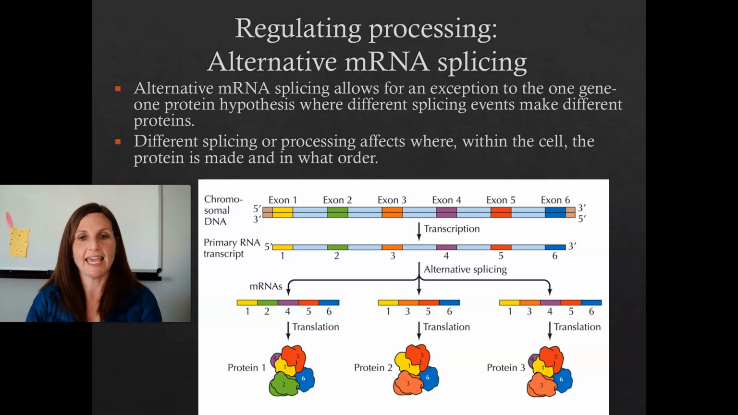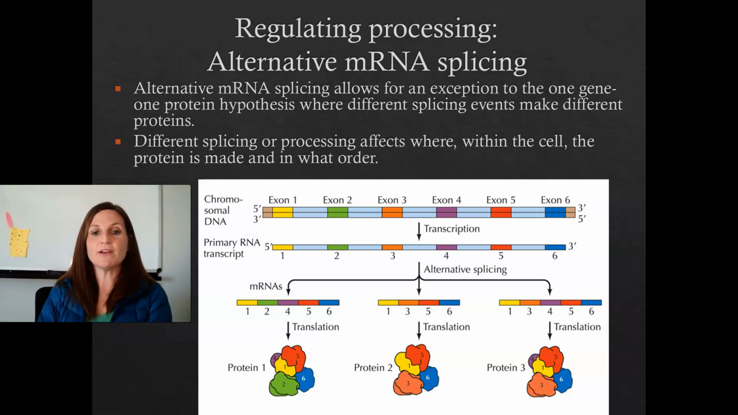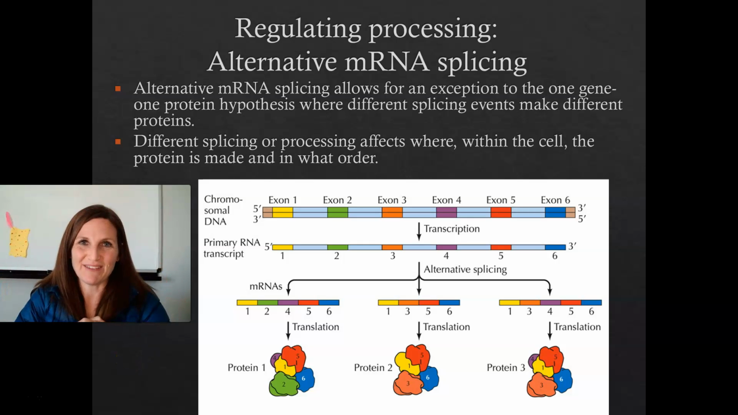We mentioned again that we can regulate at really every portion of this process. So in this case, we find something called alternative splicing. What that means, think of reality TV.